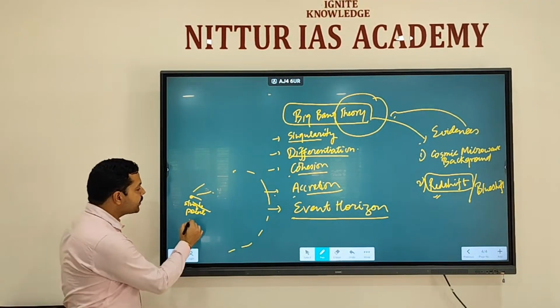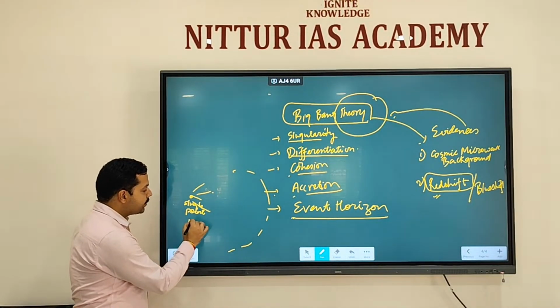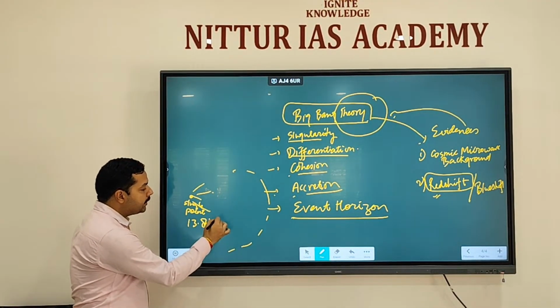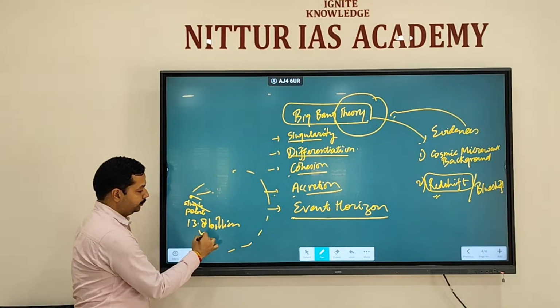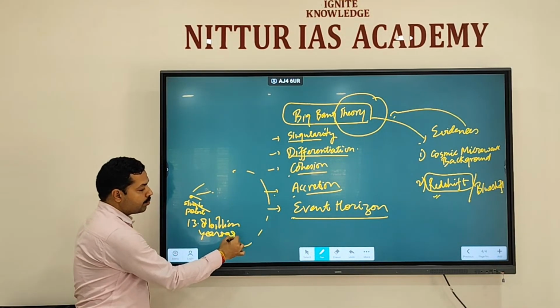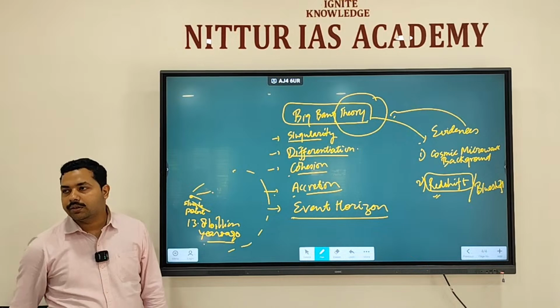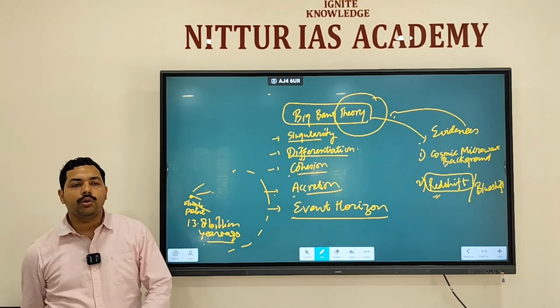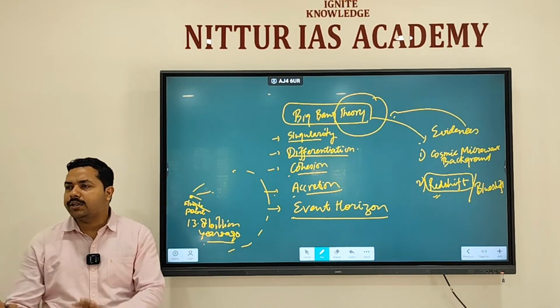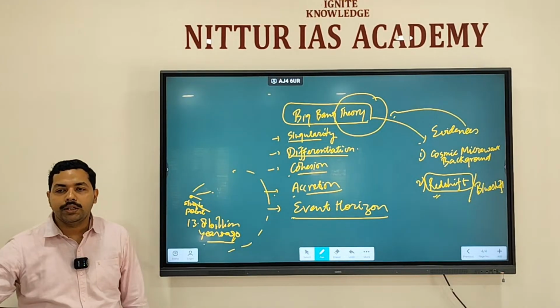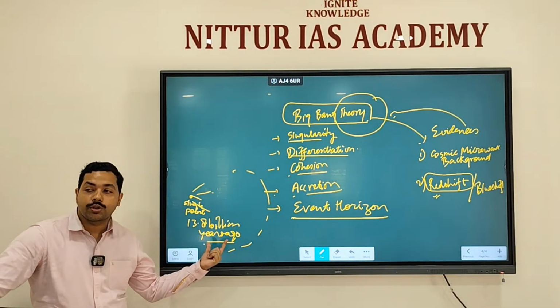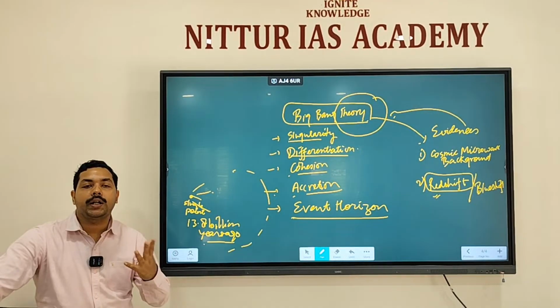And this explosion happened somewhere around 13.8 billion years ago. So the age of the universe is somewhere around 13.8 billion years, or 14 billion years. On an average, roughly we take around 14 billion years. So this is the age of the universe. This explosion happened at that point of time.